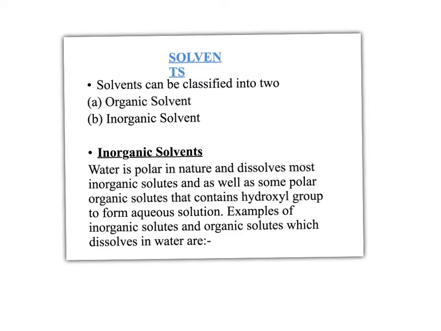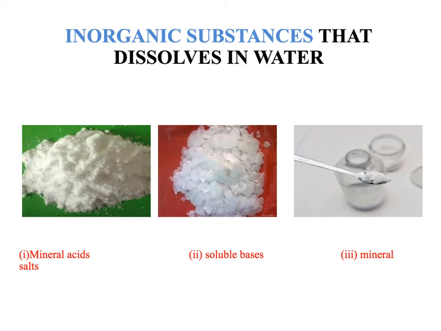Solvents can be classified into two: organic solvents and inorganic solvents. Water is an example of an inorganic solvent. It is polar in nature, and it dissolves most inorganic substances, as well as some organic substances that contain hydroxide groups, to form aqueous solutions. Examples of inorganic solutes that dissolve in water are mineral acids, soluble bases, and mineral salts.